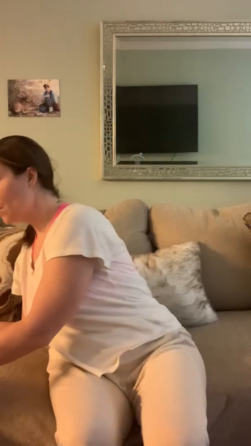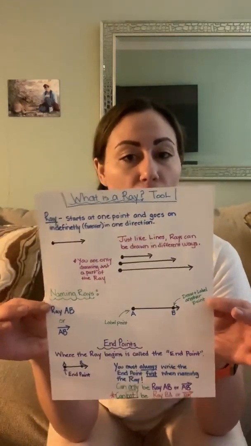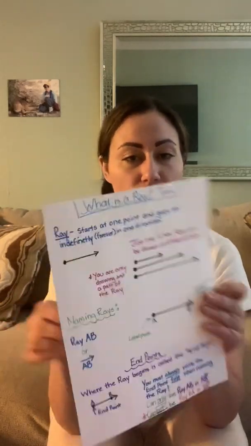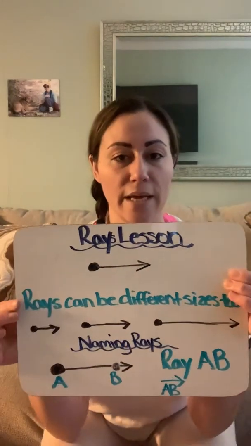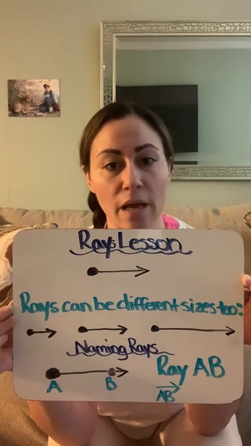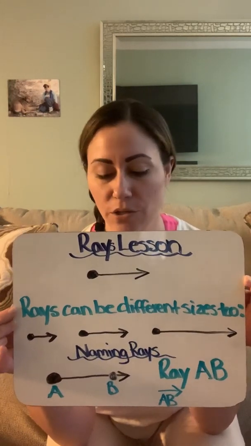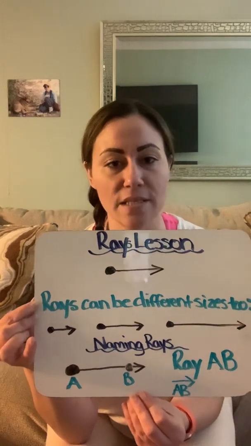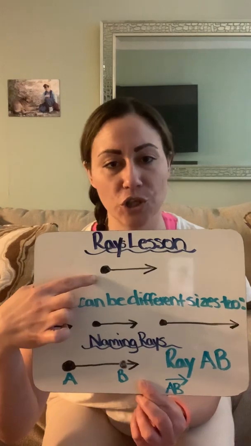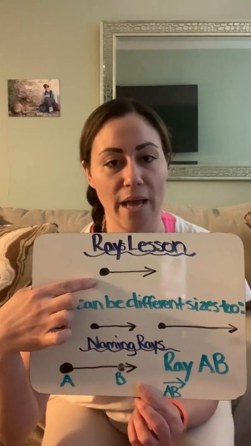Okay, so today we're going to be learning about something new called rays. Everyone has this sheet attached to review. This is your tool. So this is what a ray looks like. As you can see, it does look very similar to a line, but it is different. In your lesson for part 1, you learned about points. Points just show a location and you draw them as a dot.